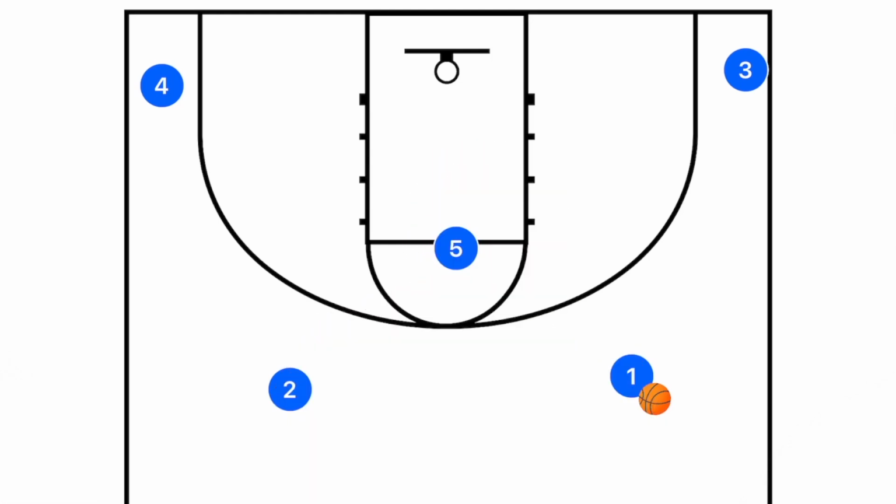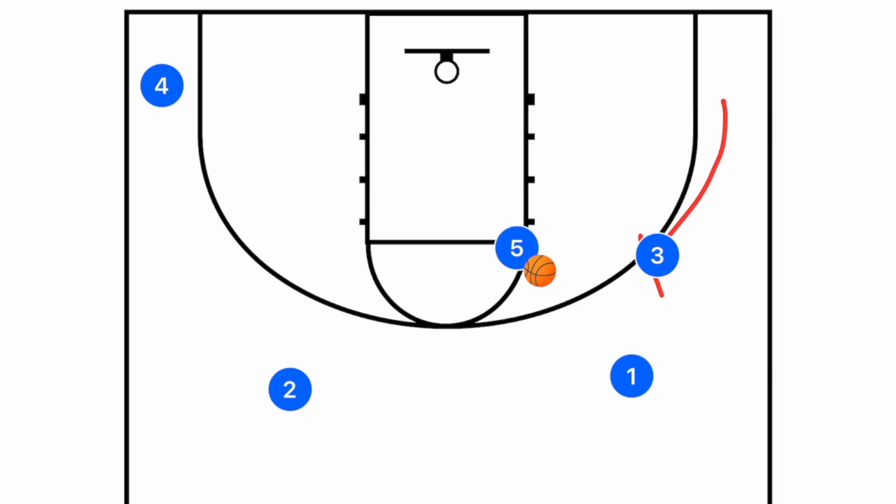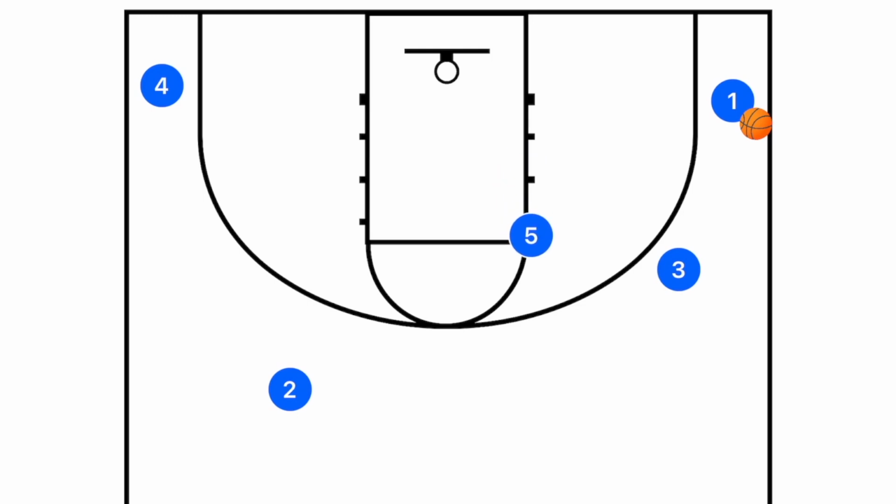In this first play, I like to try and get a post entry as fast as possible into the high post. This is going to then have player 3 set that back screen on player 1. Let's say his defender is right here. Player 1 is going to then cut to that low corner. At this time, we may have the opportunity to pass that ball to player 1, and we are essentially now in a triangle style offense, but in the high post.